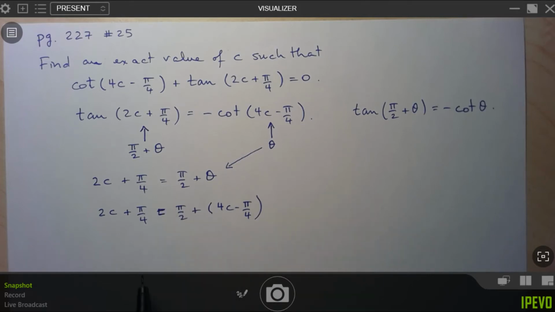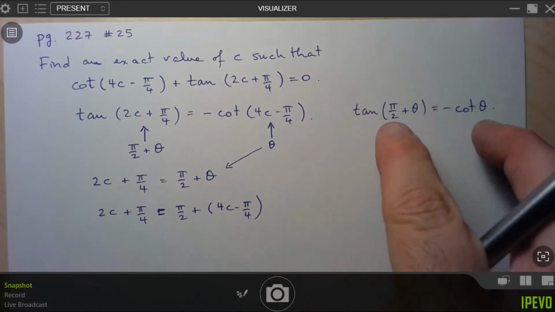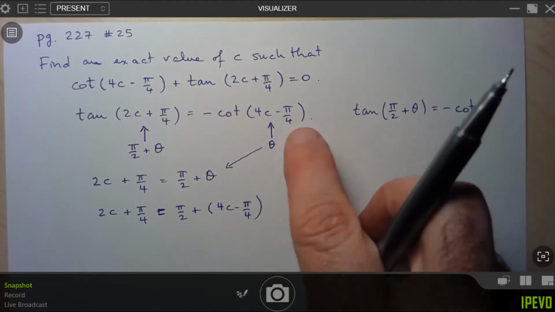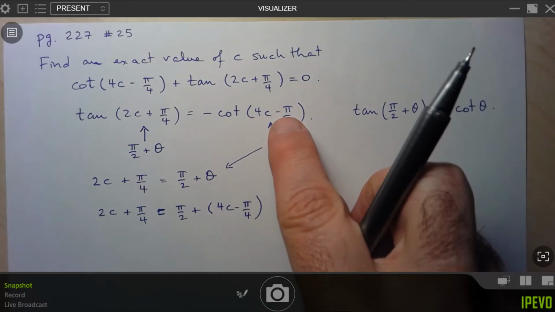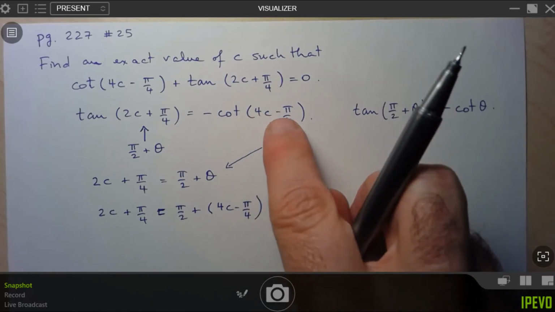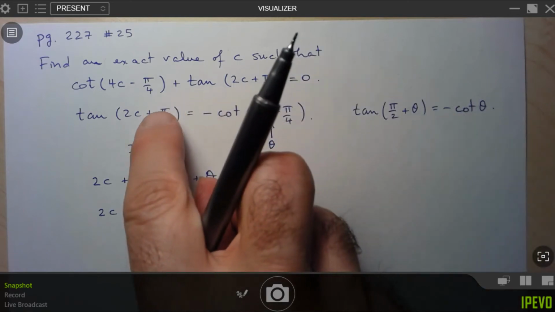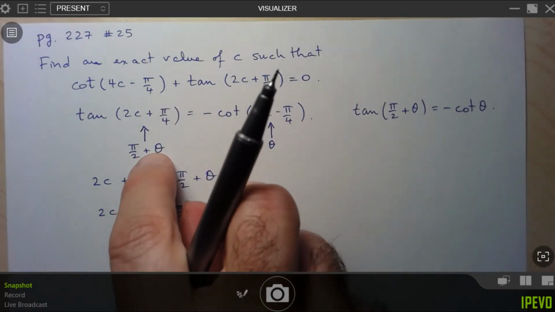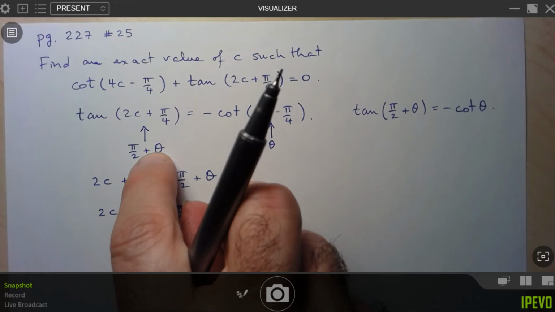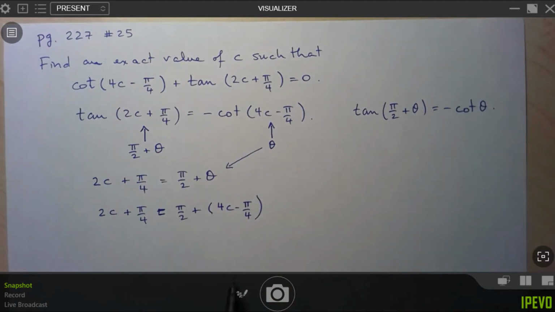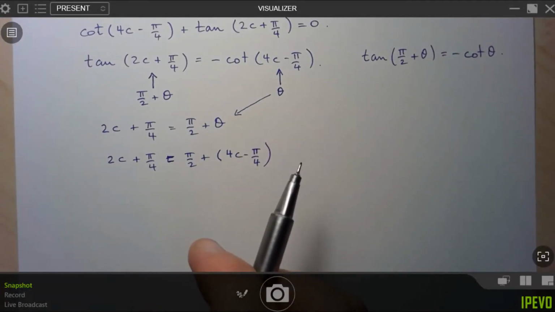Okay, so let's recall what we did: we used the fact that this identity is always true. So I chose theta to be 4c minus pi over 4, the input of cotangent, which is what we have here. That means that the input of tangent must be equal to pi over 2 plus theta. I'm using the fact that this relationship is always true. So let's solve and we'll get one of our answers.